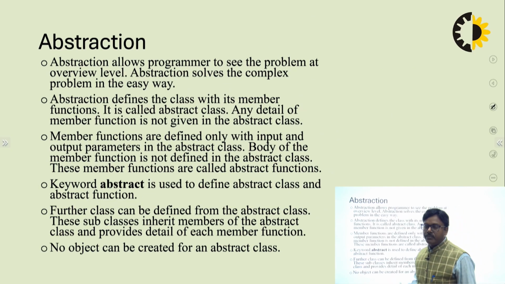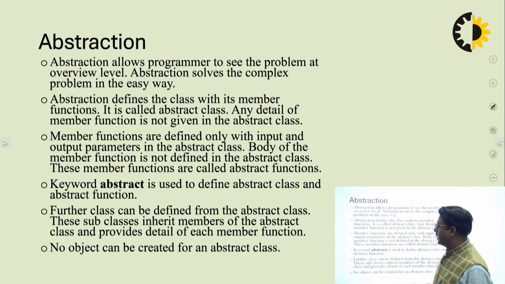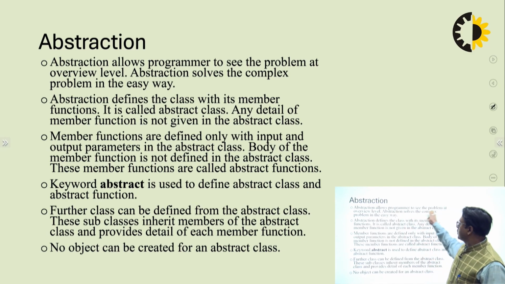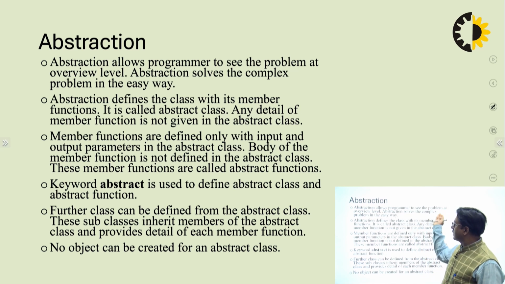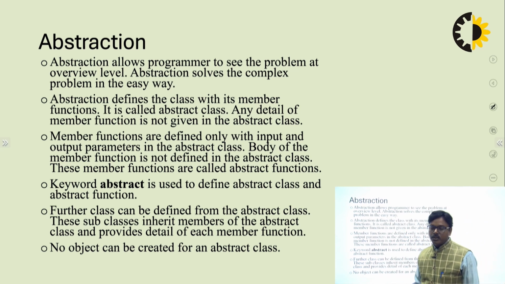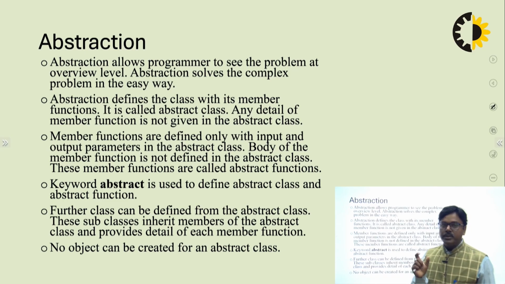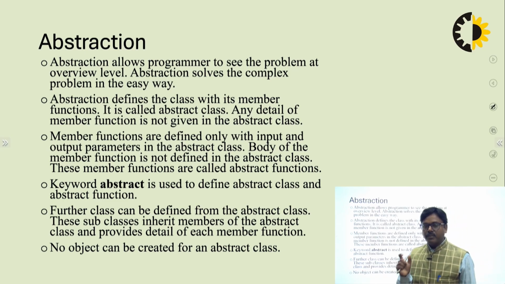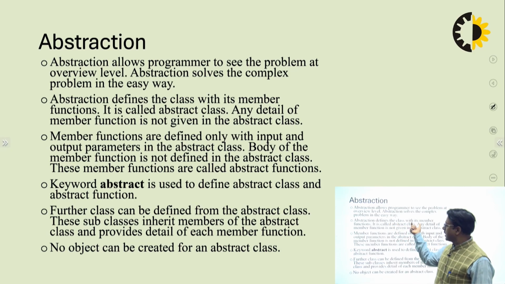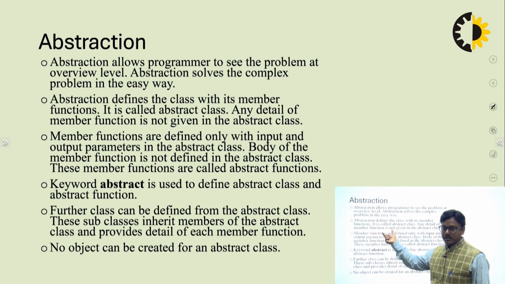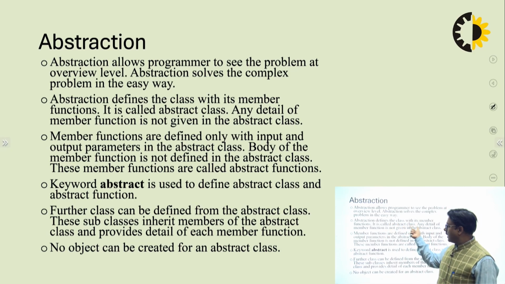Now the main object-oriented concept is abstraction. What exactly is abstraction? Abstraction allows the programmer to see the problem at an overview level. Abstraction solves a complex problem in an easy way. So these are the features of how abstraction helps the programmer in an object-oriented programming language. Abstraction defines the class with its member functions. It is called an abstract class.